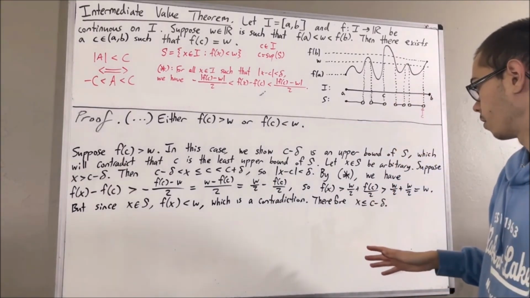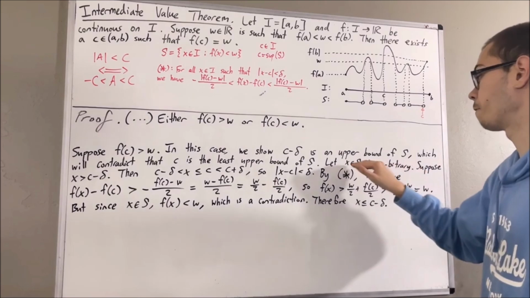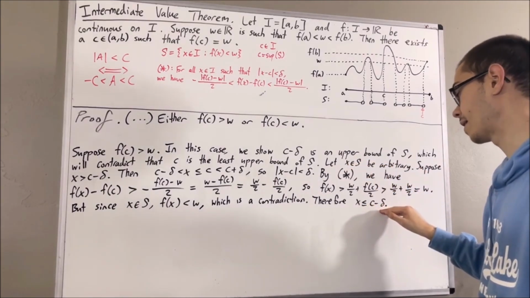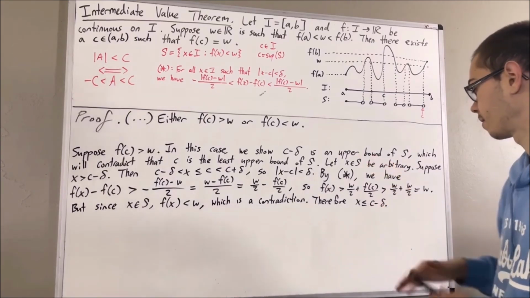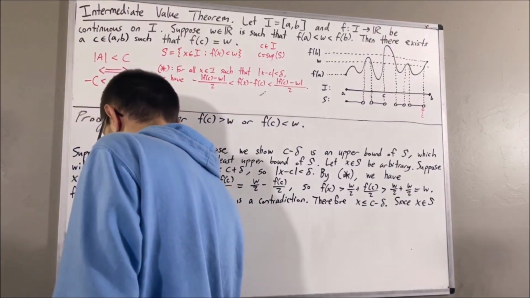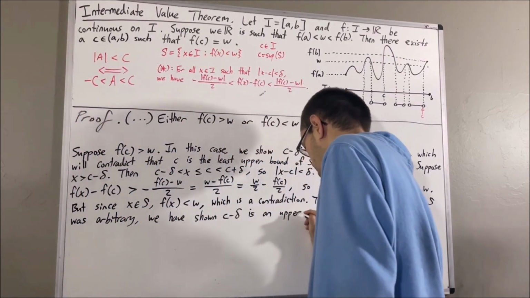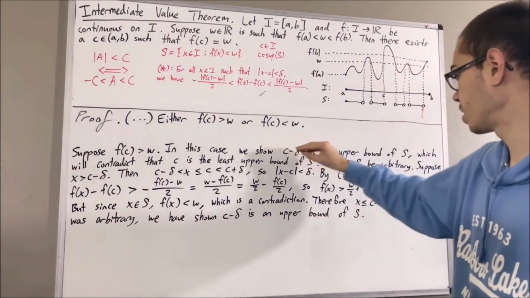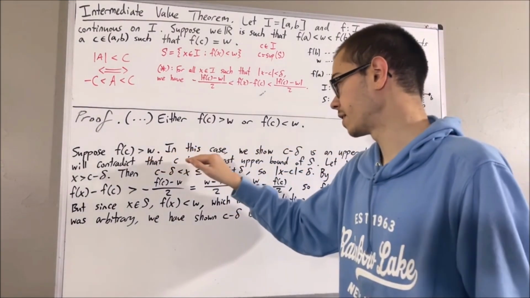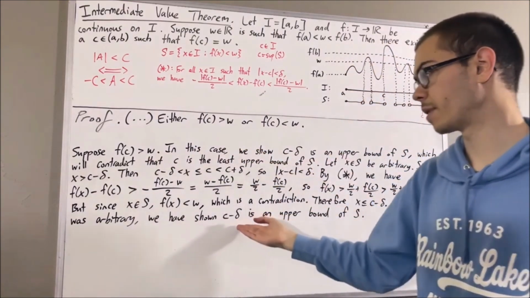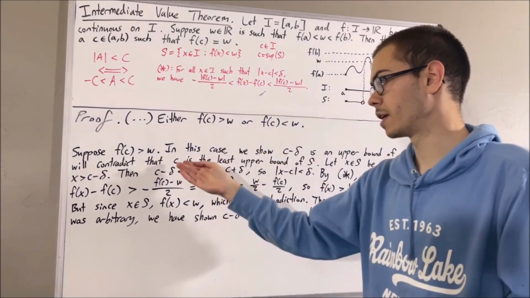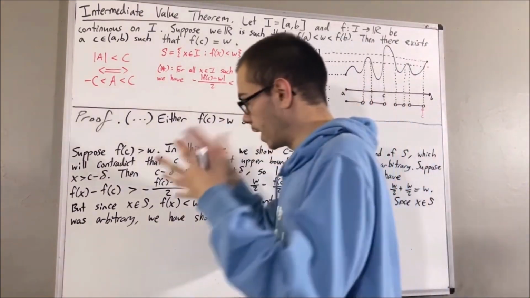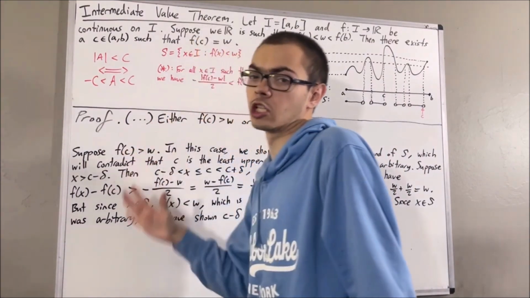And then, since x was an arbitrary element of S, we have shown for all x in S, x is less than or equal to c minus delta. And that tells us c minus delta is an upper bound of S. But as we stated before, this will contradict the fact that C is the least upper bound of S, because C minus delta is a smaller upper bound than C, which is the least upper bound. So, the case f of C is greater than W leads us to a contradiction.